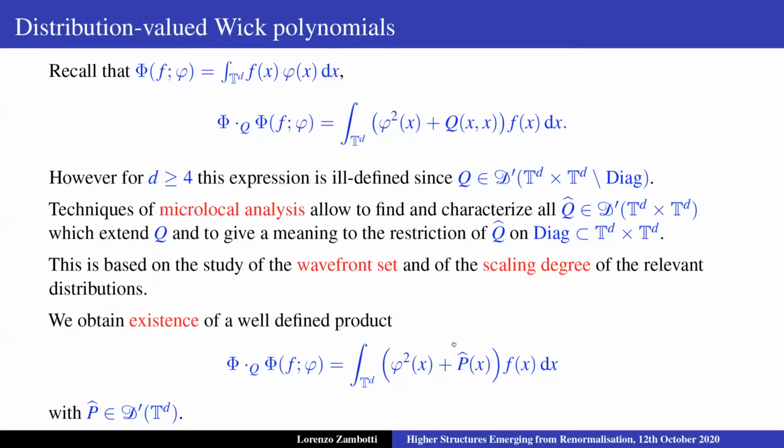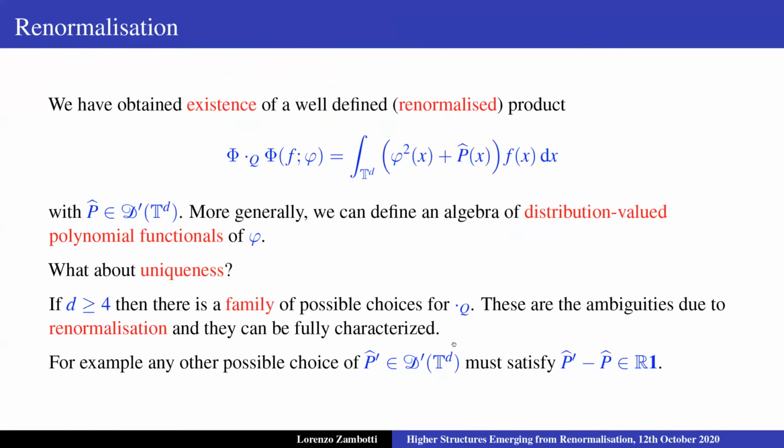So you have to accept that even if Phi is smooth, what you obtain in the end is only a generalized function, a distribution. Okay, again, we have obtained existence of this well-defined renormalized product with this P hat, which replaces the covariance of our random distribution. And again, more generally, we can define an algebra of such distribution-valued polynomial functionals. And this dot Q is the product on this algebra.